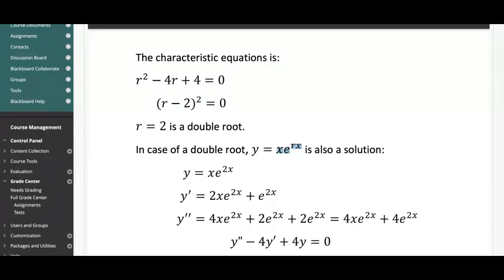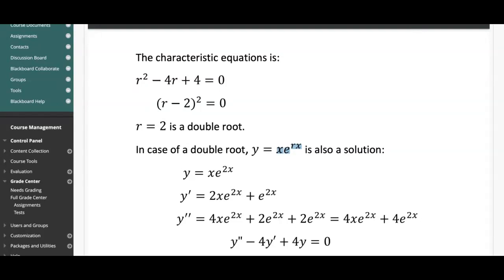I don't know where you can get that solution. This is just telling you, if the quadratic happens to be a perfect square, it seems like you only have one solution. No, in that case, you have another solution. It's x times e to the rx.